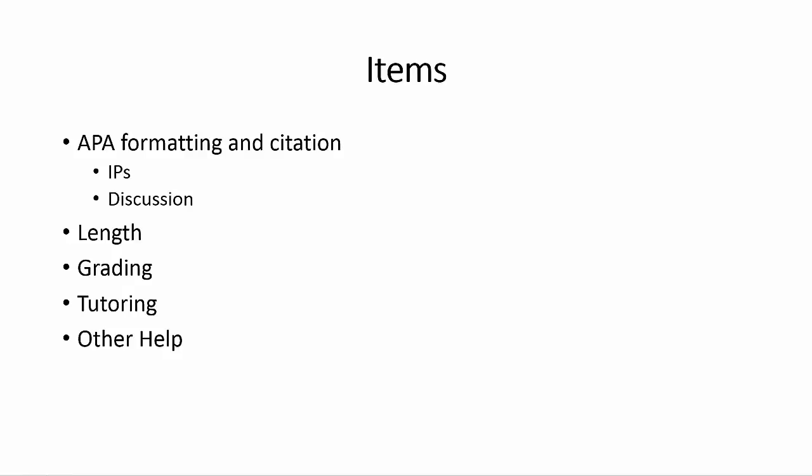Okay, so I wanted to discuss some follow-up items. One of the first things is our APA formatting and citation. That goes for both our IPs and our discussions. Remember that we have to do all of our work according to the APA manual. So if you're not sure how to do that, go online. You can type in APA formatting. If you don't want to look it up online, you can go to any of the tutorial services. We have a writing service and a library service. They can give you additional resources on how to do APA formatting. That's important. That's not going away.